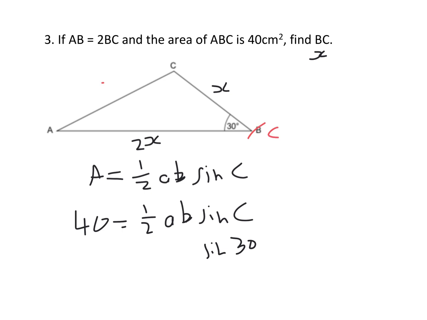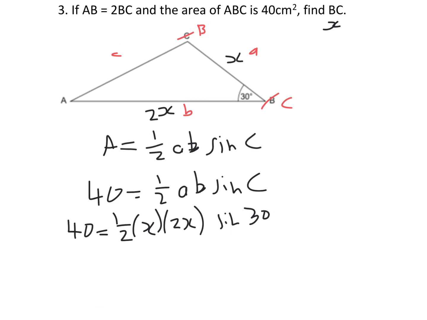If that's my C, then the other ones have to be my A's and B's. So this has to be B, the top, so that's small b, and the other one can stay as A. It's okay as it is. So 40 equals half. A is X, B is 2X, and then sine 30. If we simplify all that, half times X is a half X times 2X. That's going to give you just simply X squared. And sine 30 is a half, so you get a half X squared.